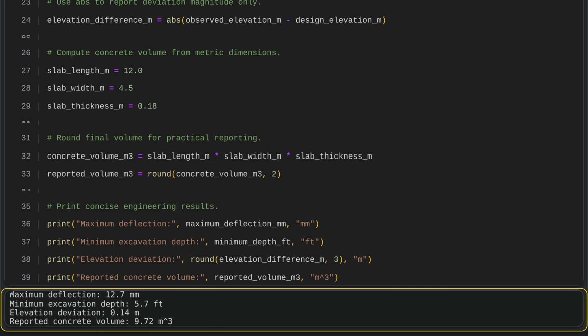This Python script uses built-in tools to produce key engineering results. It finds the largest beam deflection, the shallowest excavation depth, the positive difference between observed and design elevations, and the slab concrete volume from its dimensions. The final output reports these values with practical rounding for clear engineering use.